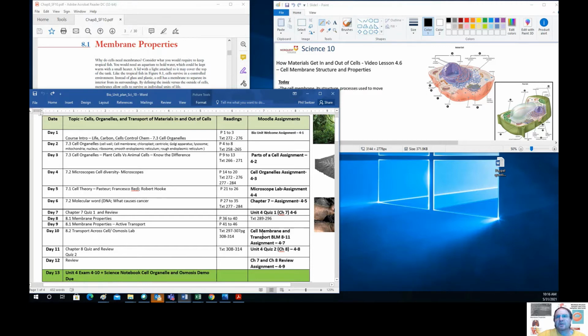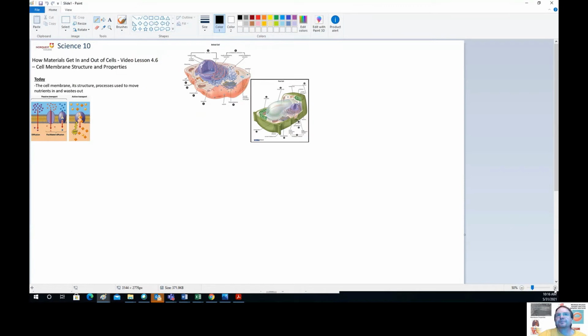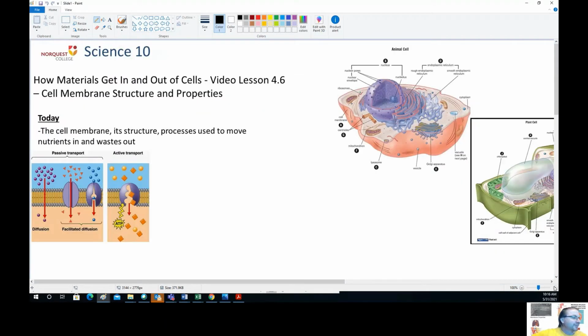And so here we are: cell membrane and transport. There's an assignment that you'll do once we complete this lesson and, of course, the readings. The textbook is optional, but we suggest you read that section, and we've told you where those pages are. But let's begin. Let's start our notes.